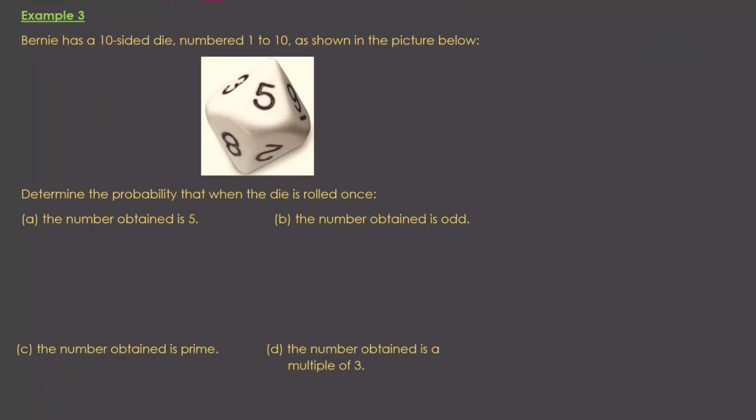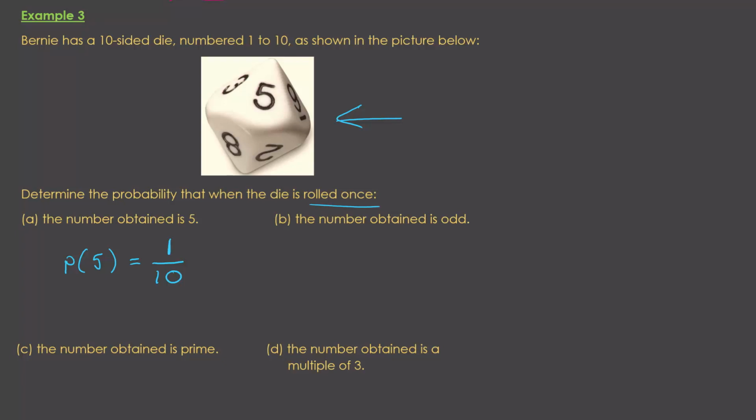So Bernie's got a 10-sided die and it's numbered 1 to 10 as shown in the picture. Determine the probability that when the die is rolled once, the number obtained is a 5. Well, the probability that we get a 5 is going to be, well, there's one 5 on the die, and there are 10 sides. So there's 10 possible outcomes, and all of those outcomes are equally likely.